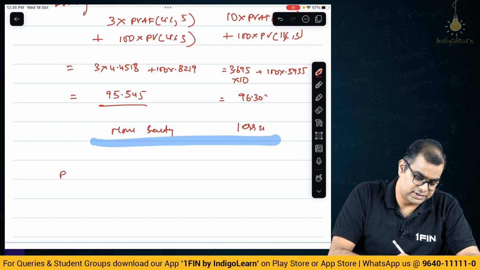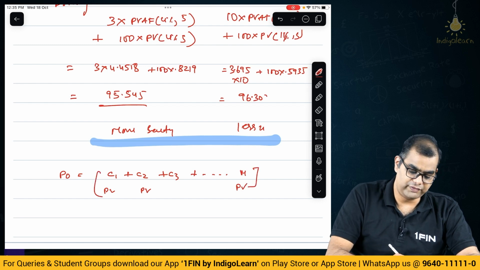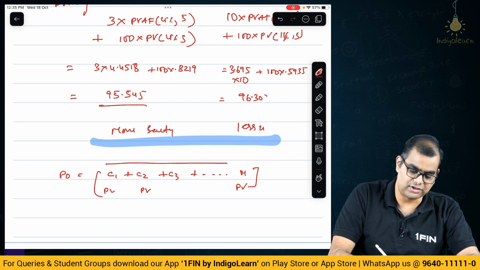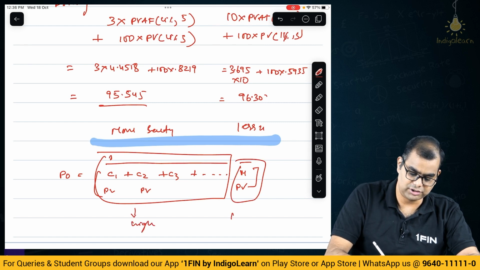See, what is P0? Again, same logic. C1 plus C2 plus C3, all of them at present value, till maturity value, present value. This is the summation. Now, when you take the weights of these items, if the coupon is high, the weightage of this portion is high, correct? This portion is low if the coupon is high.